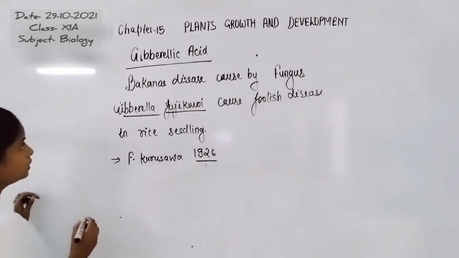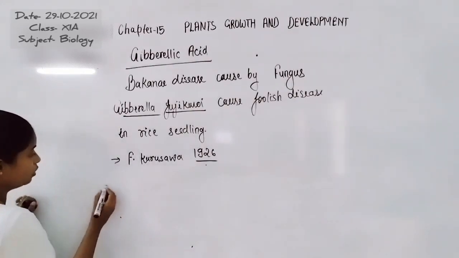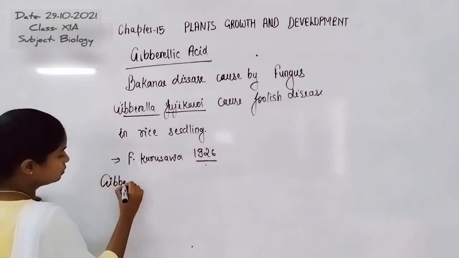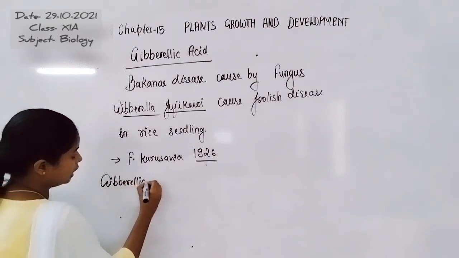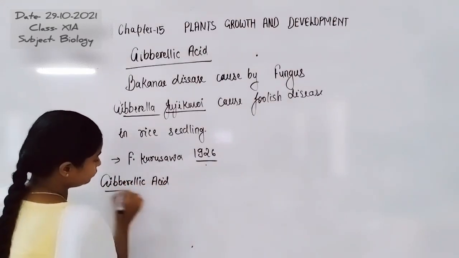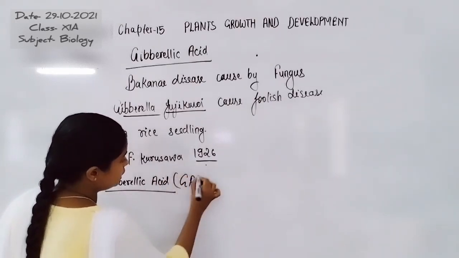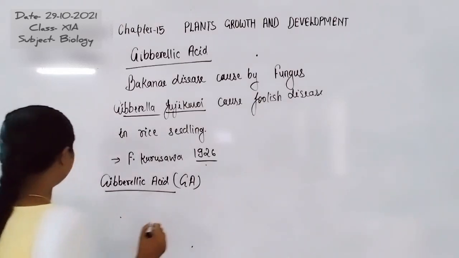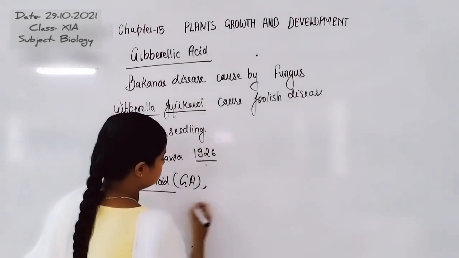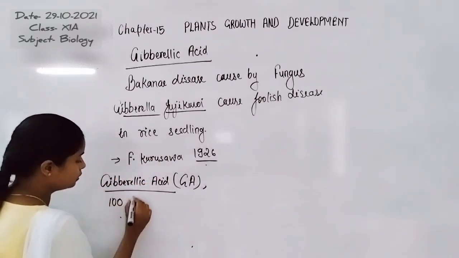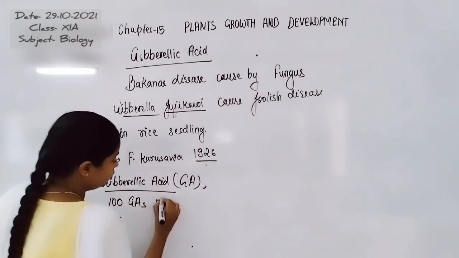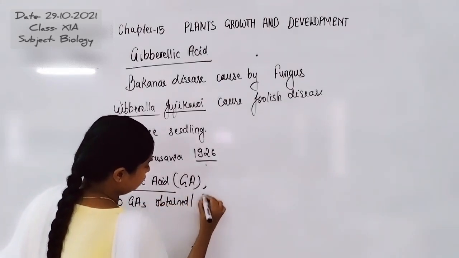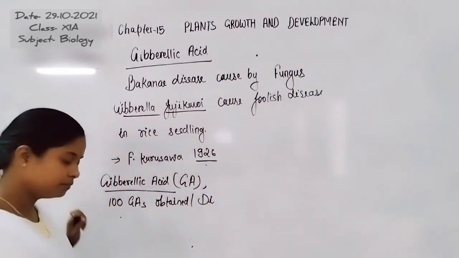Actually, how does it act? Now let us discuss gibberellic acid, or gibberellin. It is denoted by GA. Approximately 100 GAs have been obtained or discovered in plants.